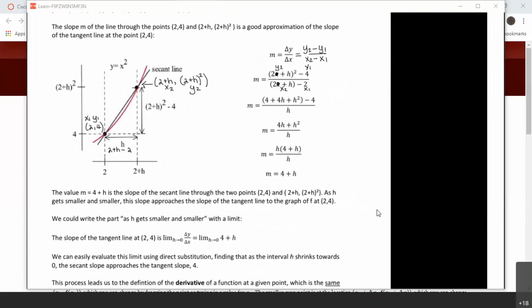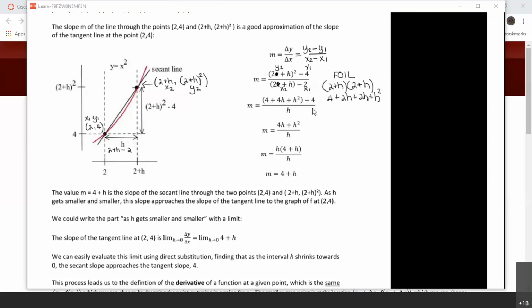All right? And now when we FOIL, I get 2 plus h squared, which is 2 plus h times 2 plus h. And that's going to give me this trinomial. So 2 times 2 is 4, positive 2h plus another 2h, and h squared. Okay, everybody remember foiling a binomial? Basically that's where this comes from. And then I have the minus 4 from my y1 point.